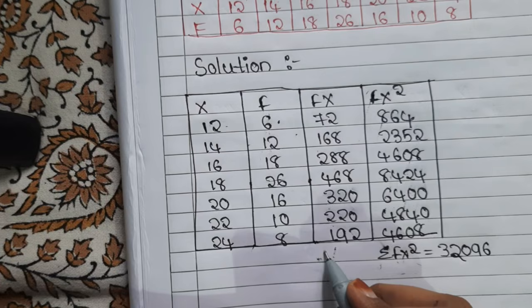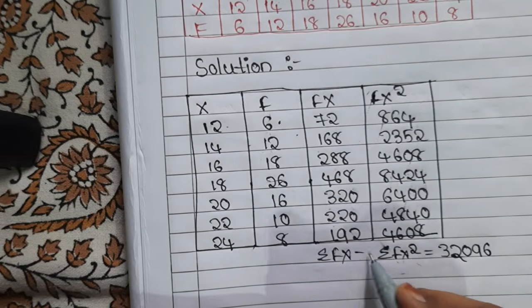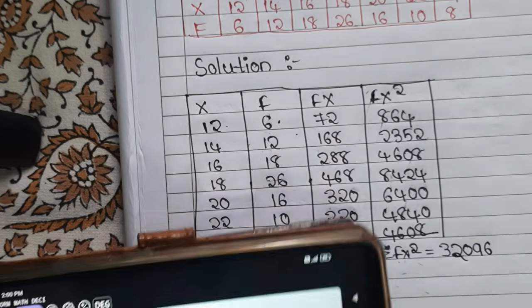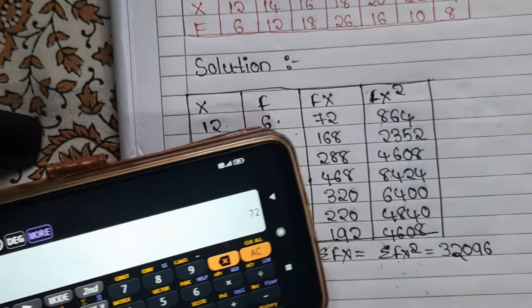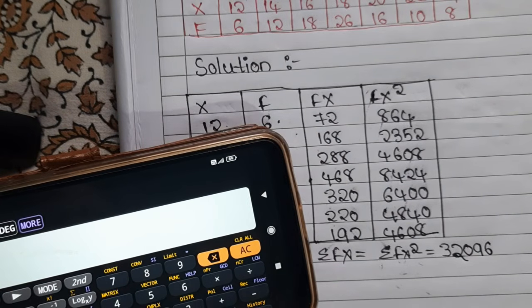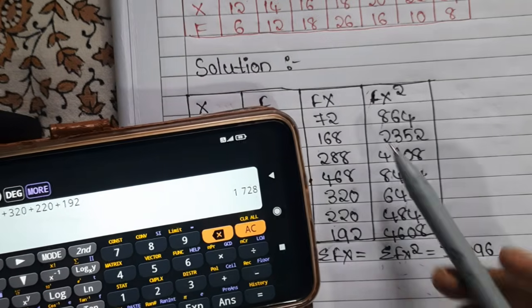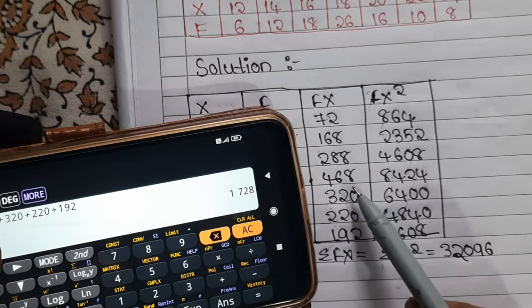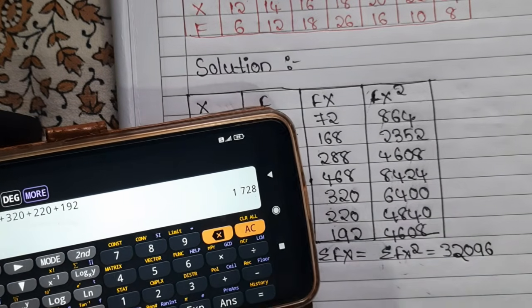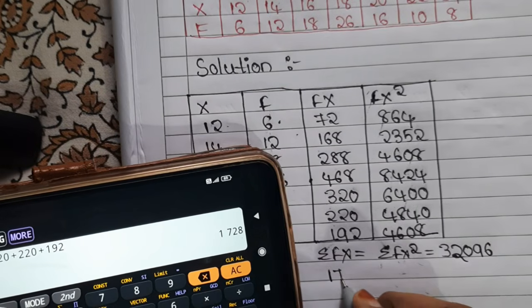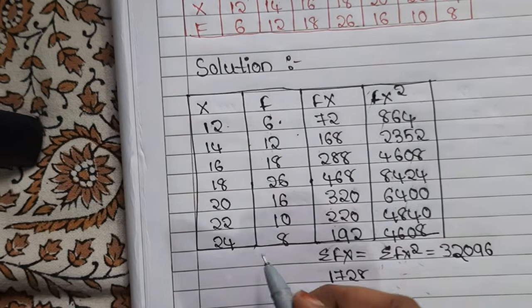So fx square is this much. Let us find fx. Okay, fx means you have to add all these values. 72 plus 168 plus 288 plus 468 plus 320 plus 220 plus 192. Let us check again. Done. So we are getting 1728 as sigma fx.